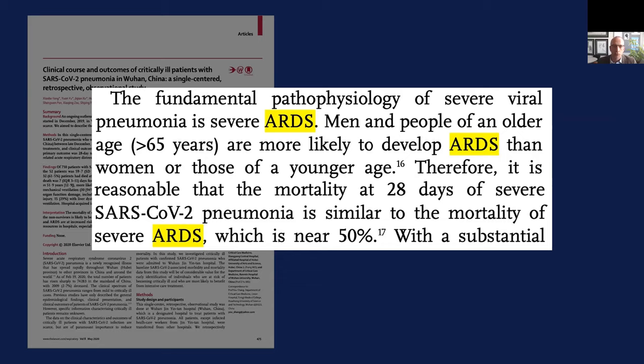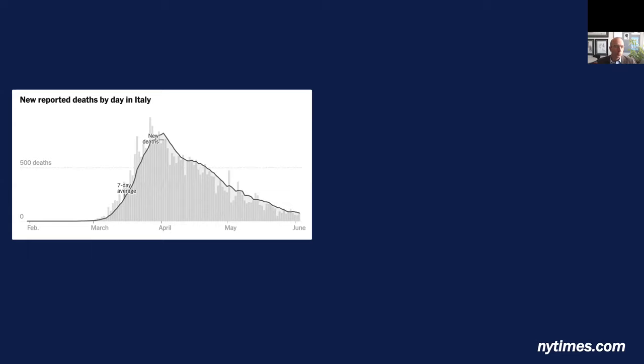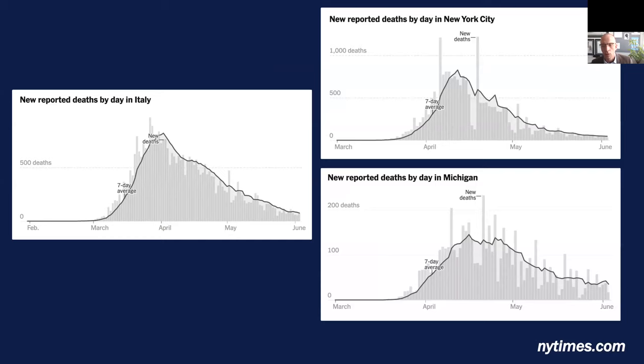Flash forward a little bit. As you all recall, Italy was about a month behind Wuhan as far as when they had their real surge. And March was when things really fell apart. They had their peak in terms of cases in early to mid-March and deaths in late March. And then we, meaning the US, here's New York City, and here is Michigan, we're about 2 to 3 weeks behind Italy in terms of our curve.